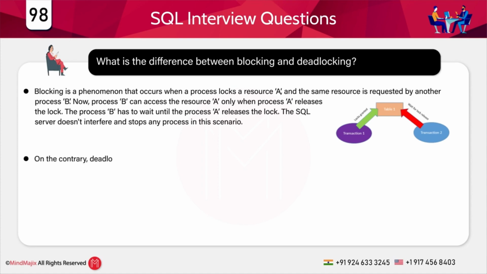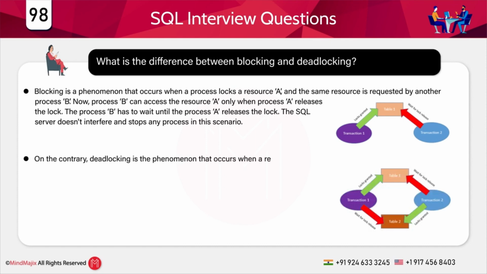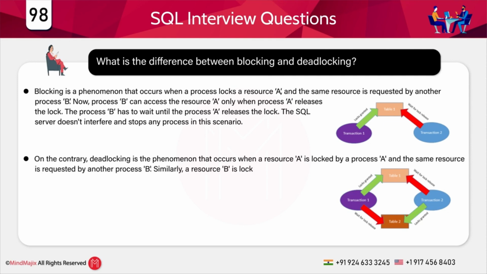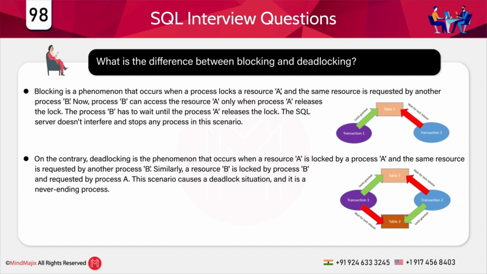On the contrary, the deadlocking phenomenon occurs when a resource A is locked by process A and the same resource is requested by another process B. Similarly, a resource B is locked by process B and requested by process A. This scenario causes a deadlock situation and it is a never-ending process. So the SQL server interferes and voluntarily stops any one of the processes to remove the deadlock. So in case of blocking, the SQL server doesn't interfere, and in case of deadlock, the SQL server interferes and stops the processes.